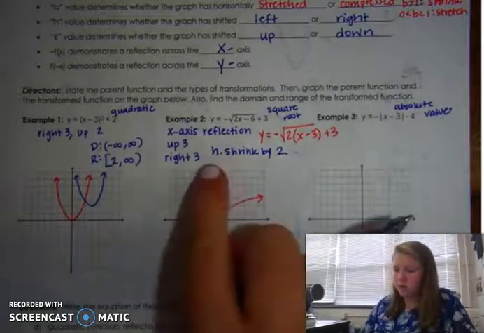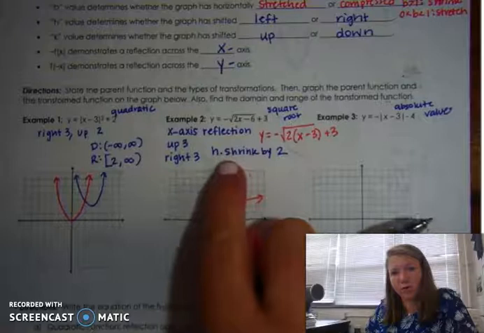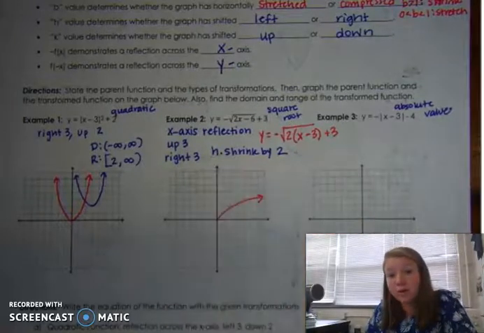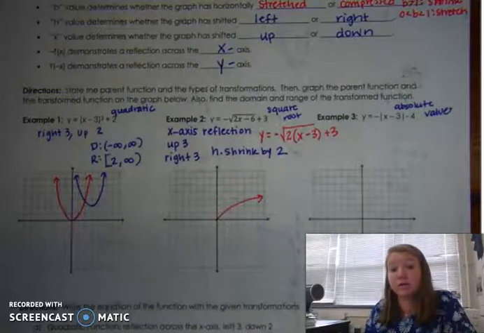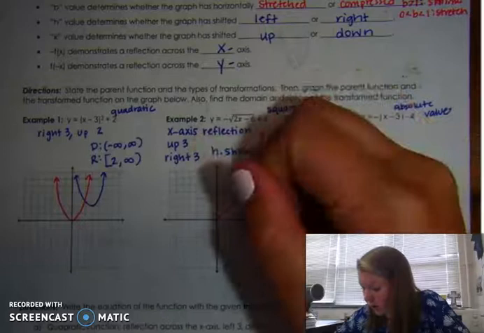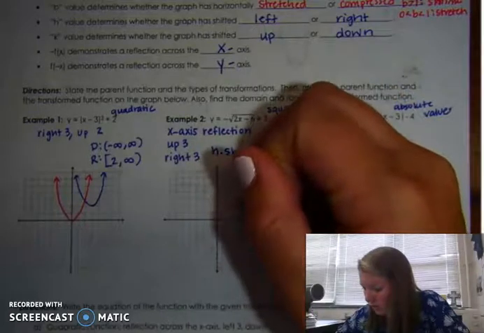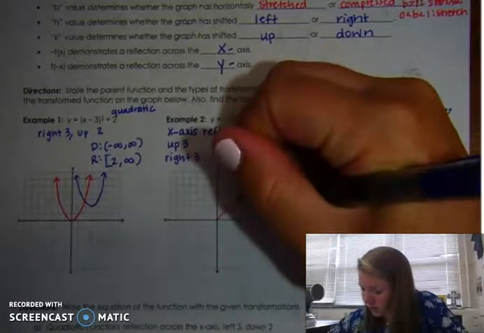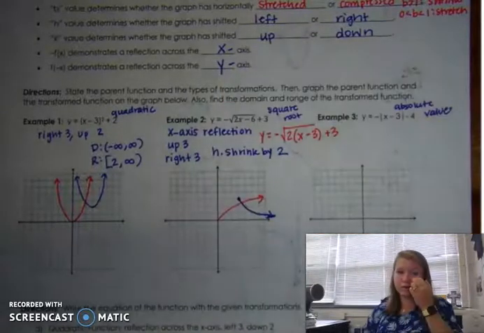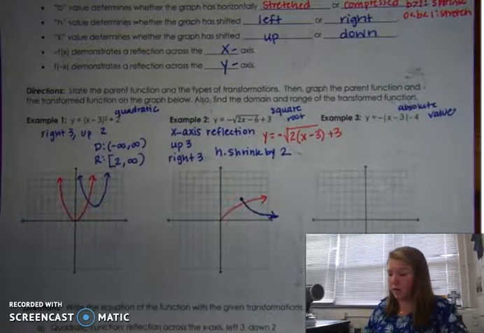Don't worry so much about getting this perfect on your graph, that horizontal shrink. I'm focused more on the starting and stopping points of your graph because that's ultimately what's going to determine your domain and range. So we're going to go right 3 and up 3. We're flipping vertically. So there is a rough sketch of that graph.